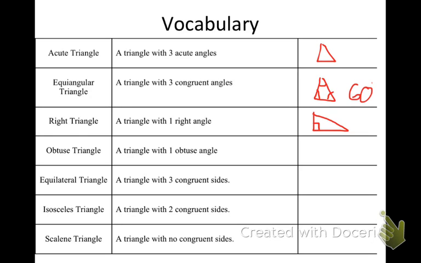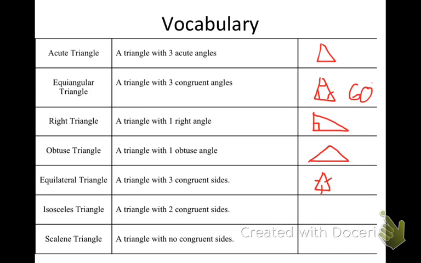Okay. An obtuse triangle is a triangle with 1 obtuse angle. So 1 larger than a 90-degree angle. An equilateral triangle is a triangle with 3 congruent sides. Okay, remember the tick marks show the congruency. So the tick marks there would show that the sides are congruent.